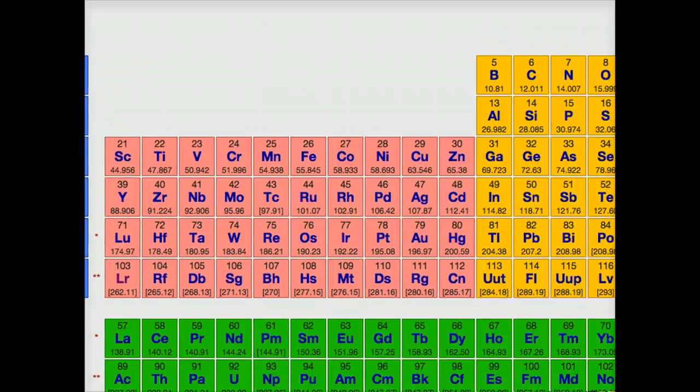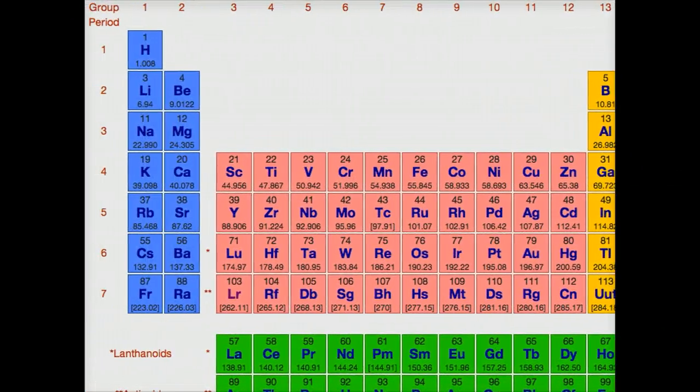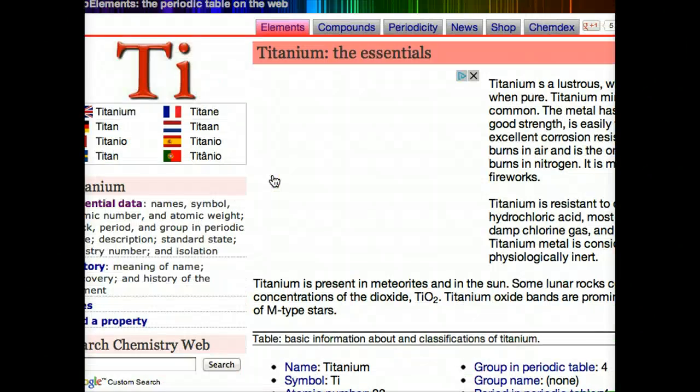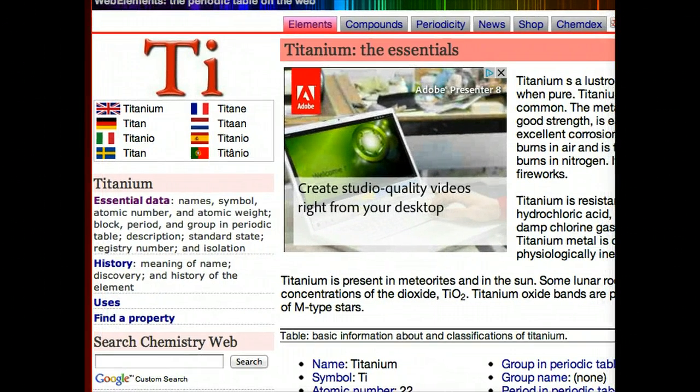Now, I picked this periodic table as one that is on a slide coming up because it's interactive. And so I could click here on one of these elements, such as titanium, and it will bring up data on titanium. In just a second, there it goes. And I can read all about titanium.